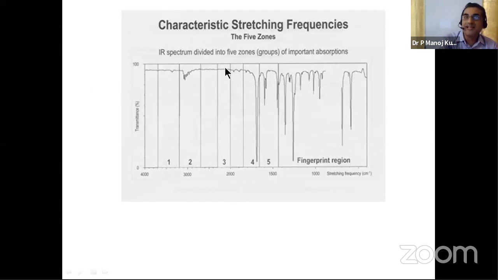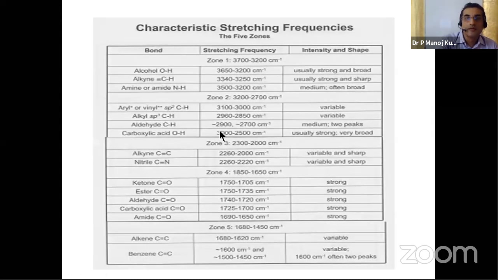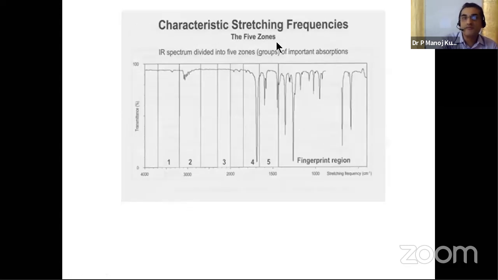Third zone: C triple bond N and C triple bond C. Then the fourth zone, another important zone, you will get all the C double bond O here: ketonic, ester, aldehyde, carboxylic acid, amide. Then the last zone is the 5th zone you are getting here.